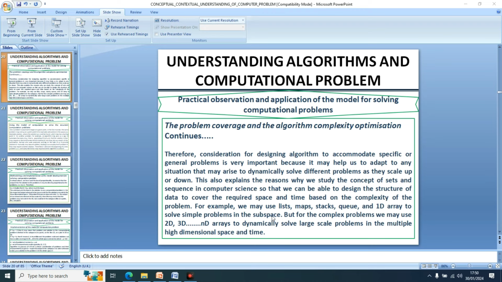But as the problem becomes big, we may need data structures like lists, maps, stacks, queues, and 1D array, 2D array, 3D array, up to n array to dynamically solve the problem as it increases. That is how we solve problems, and that's why complexity optimization is very important in algorithm design and implementation.